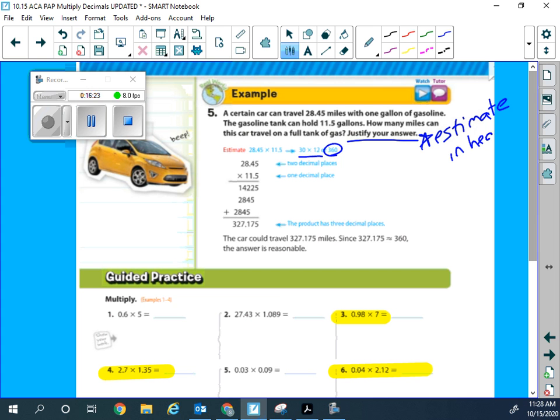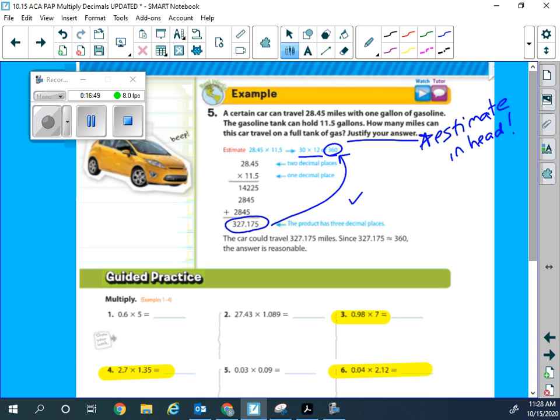Really, you want to be able to do an estimate in your head. If you can't do it in your head, then that means you probably didn't pick the numbers in the first place. Okay? So now what they did was they went ahead and did the math, 28.45 times 11.5, and they got 327.15.